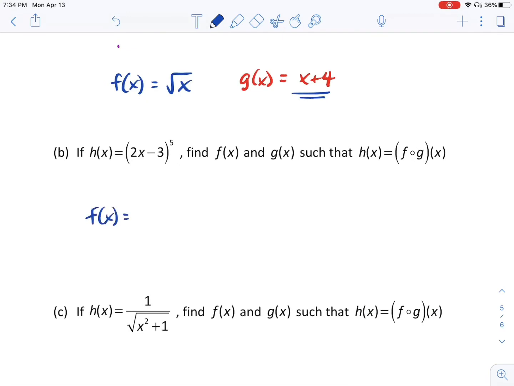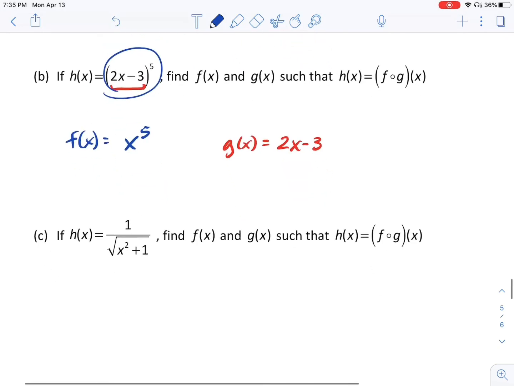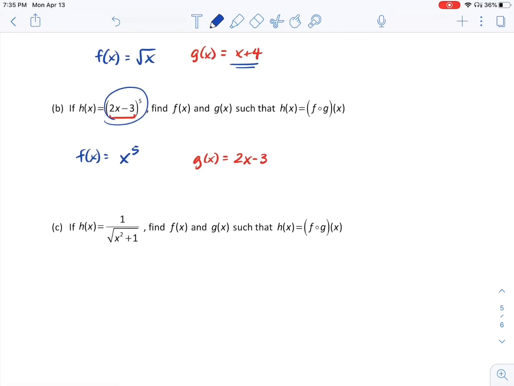First, start by identifying what the inside function is, and then letting that determine your outside function. Here, to me, instinctually, it makes sense to say that the inside function would be 2x minus 3. What do I plug that into to get the overall function? I would plug it into x to the 5th. And it's the same idea going forward.